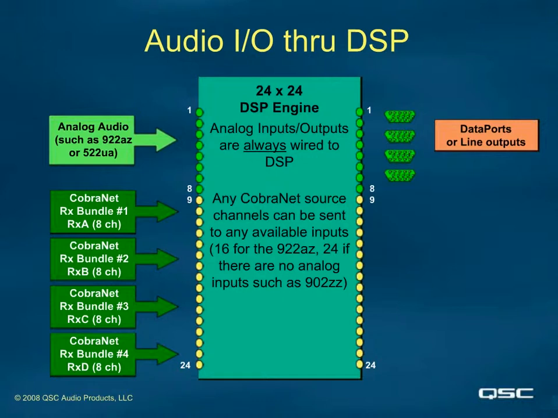You could have other configs stored. Remember, there's up to 8 configs in a basis. You could have other configs with different CobraNet channels, even different bundles altogether.